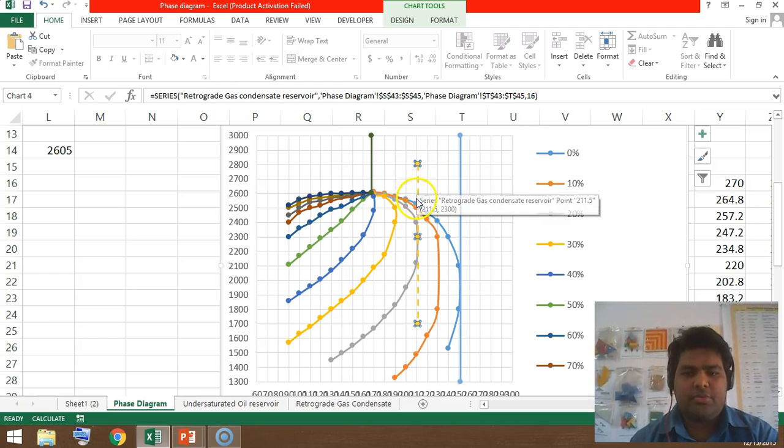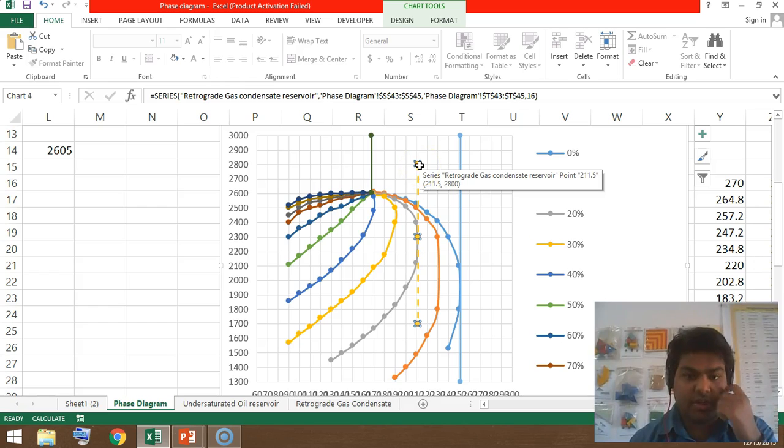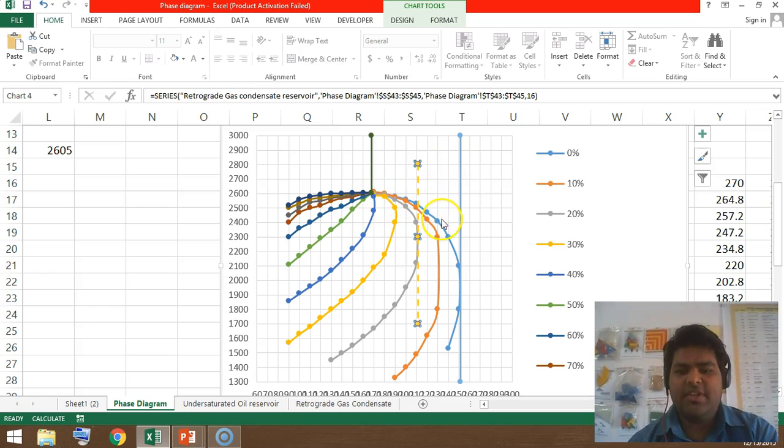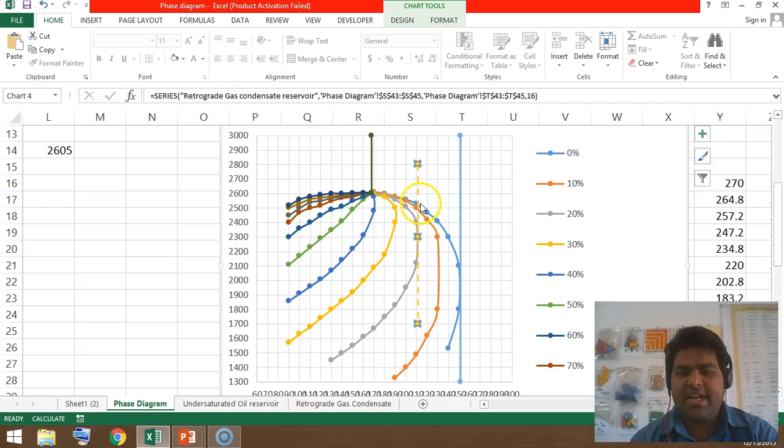So as the pressure drops, it will reach here. This point, let's call it B1. This was B, this was B1. So at B1, the path of the reservoir fluid crosses the two-phase envelope. It crosses the dew point line. So now at the reservoir, a condensate liquid will start to separate out from the gas phase, and this will be happening at the reservoir.